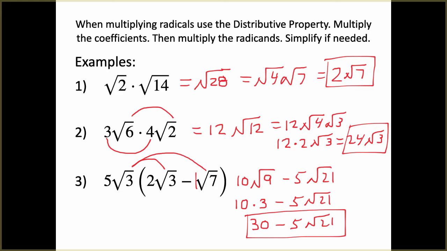One thing I hope you have noticed is that yesterday when we were doing adding and subtracting, we had to have like radicals. When we multiply or divide, we do not have to have like radicals. We can multiply different radicands together and then simplify. That is the biggest difference between adding and subtracting and multiplying and dividing. Adding and subtracting, you must have like radicals. For multiplying and dividing, it does not matter as long as we're just dealing with square roots or just dealing with cubed roots. We are only going to work with square roots this year.